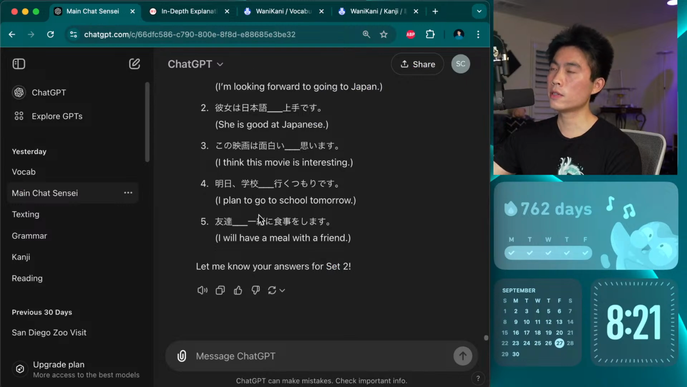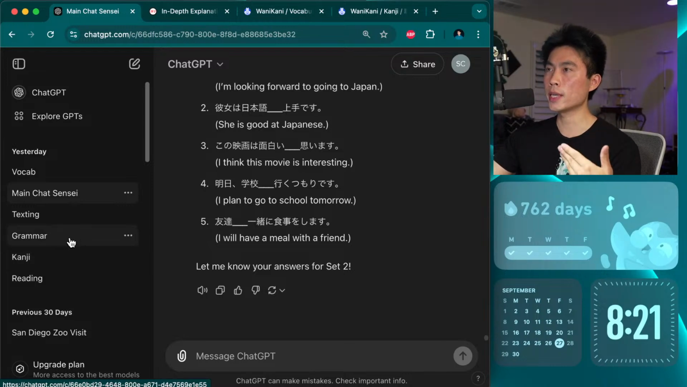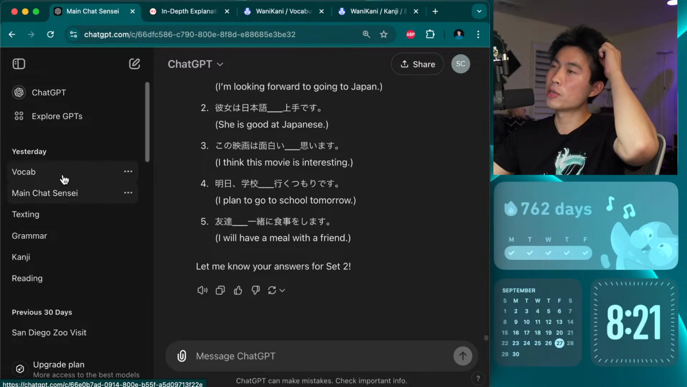Sometimes it fails miserably. But for grammar so far, it's been pretty good in giving example sentences for the grammar. So we gotta work on this according to ChatGPT's strengths at the moment. So kanji, I feel like we have the system down, and then grammar, we just got to keep doing it. And then vocab is simple enough.